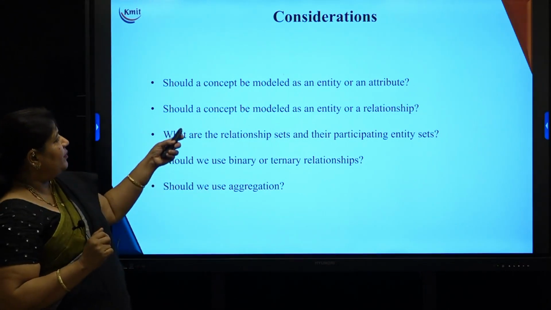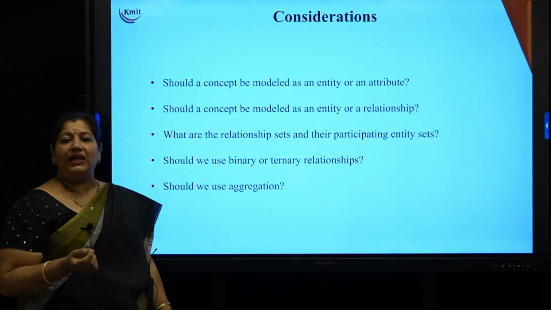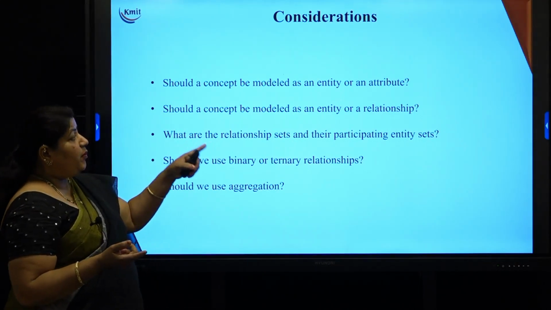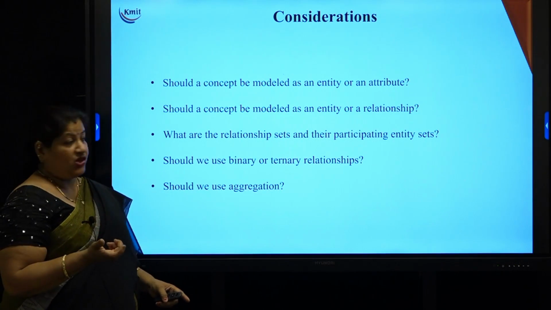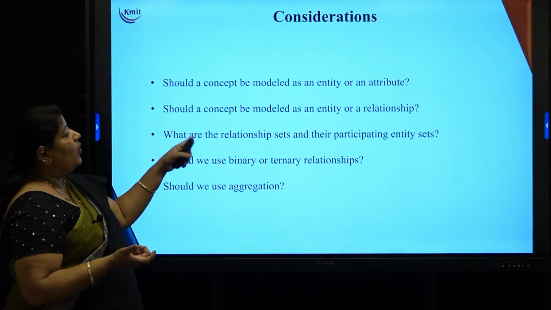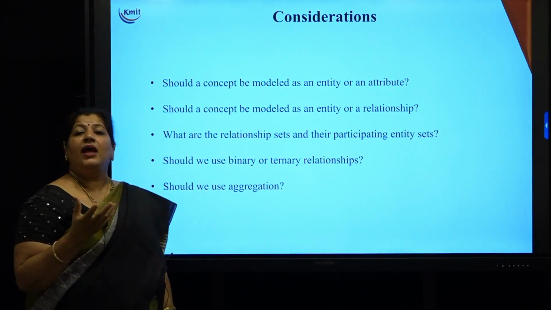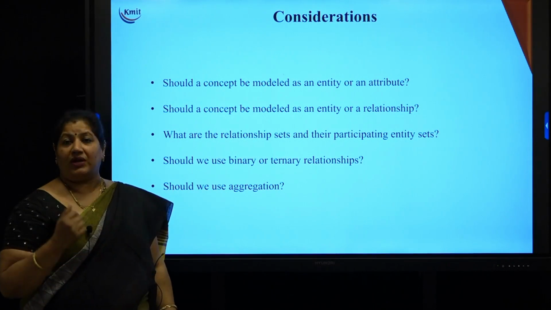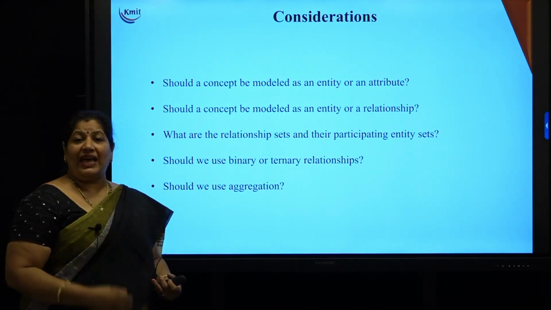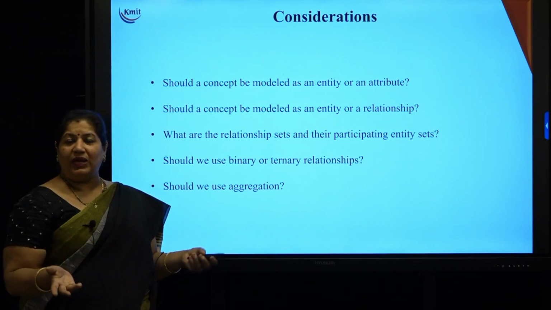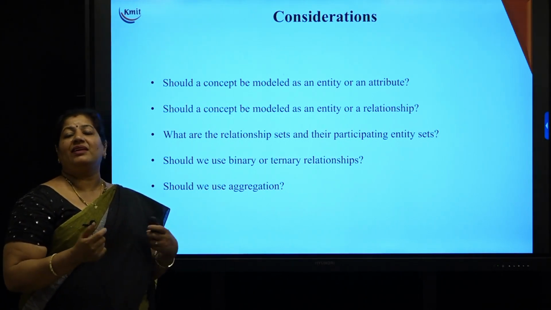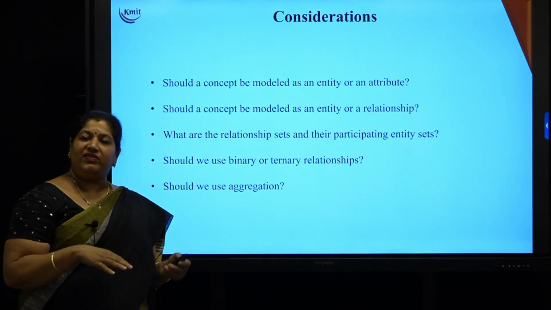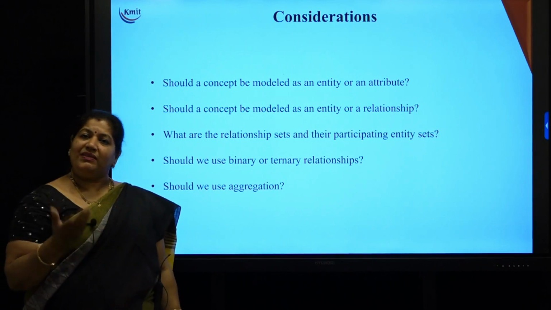The considerations can be: should a concept be modeled as an entity or an attribute? Should a concept be modeled as an entity or a relationship? If it is a relationship, what are the relationship sets and their participating entities? Should we go for a binary relationship or a ternary relationship? Should we use aggregation or can we do it without aggregation? All these are considerations where, depending upon the situation, one of the options has to be selected.